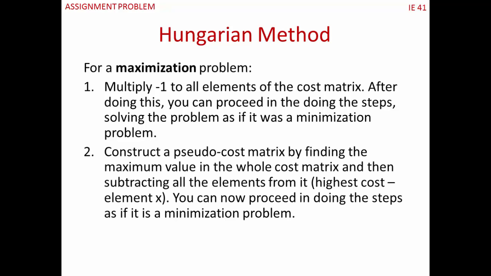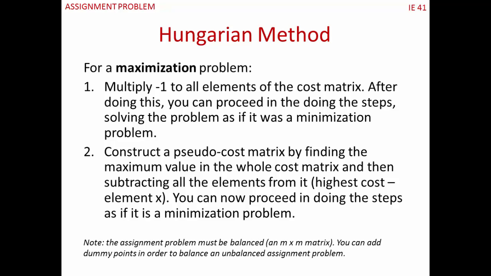Step 2. Construct a pseudo-cost matrix by finding the maximum value in the whole cost matrix and then subtracting all the elements from it. Highest cost minus element x. You can now proceed in doing the steps as if it were a minimization problem. Note: the assignment problem must be balanced, an m by m matrix. You can add dummy points in order to balance an unbalanced assignment problem.